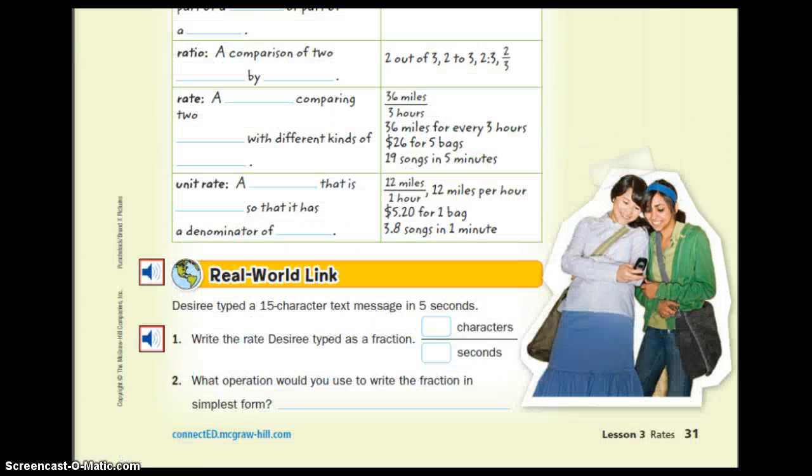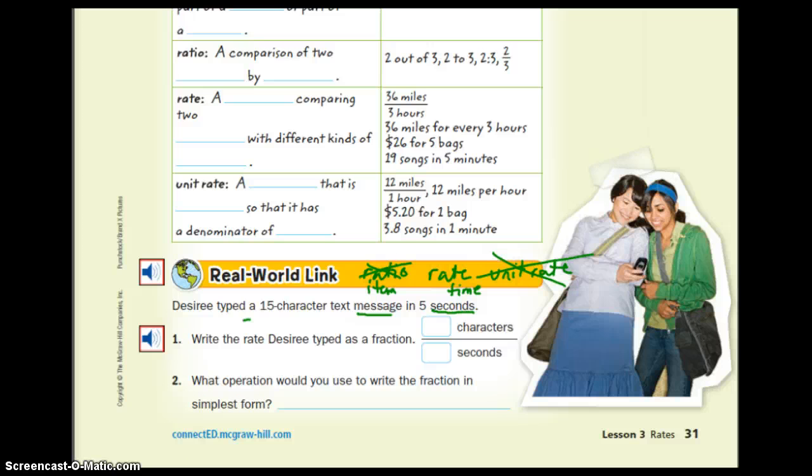Desiree typed 15 character text messages in 5 minutes. So we need to figure out, is this a ratio? Is this a rate, or is this a unit rate? Well, we can cross out unit rate right now because we have the numbers 15 and 5. Now, we're talking about messages and seconds. So we're talking about something like an item, and we're talking about time. Therefore, we know it's not a ratio, it must be a rate.